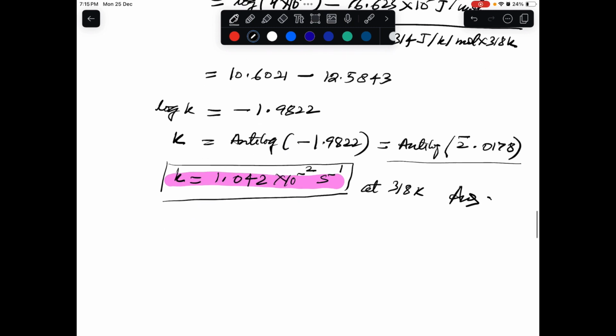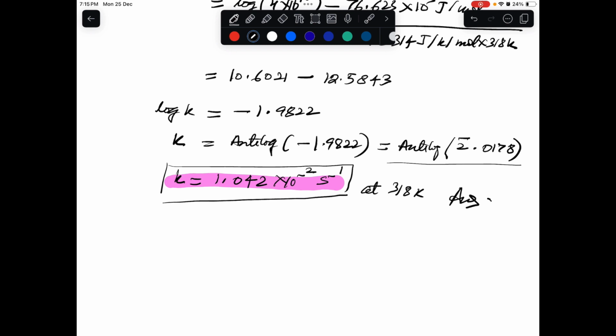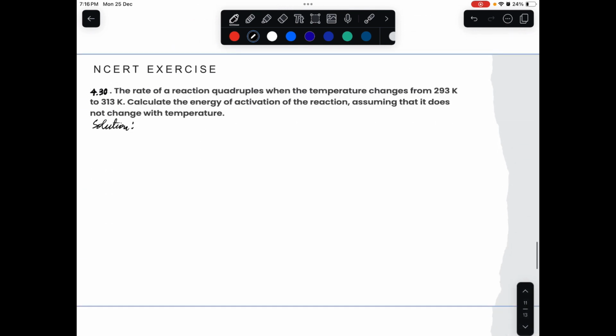Okay, so this is all for this question. Now come to 4.30. In 4.30, they have given that the rate of a reaction quadruples when the temperature changes from 298 Kelvin to 313 Kelvin. Calculate the energy of activation assuming that it does not change with temperature.